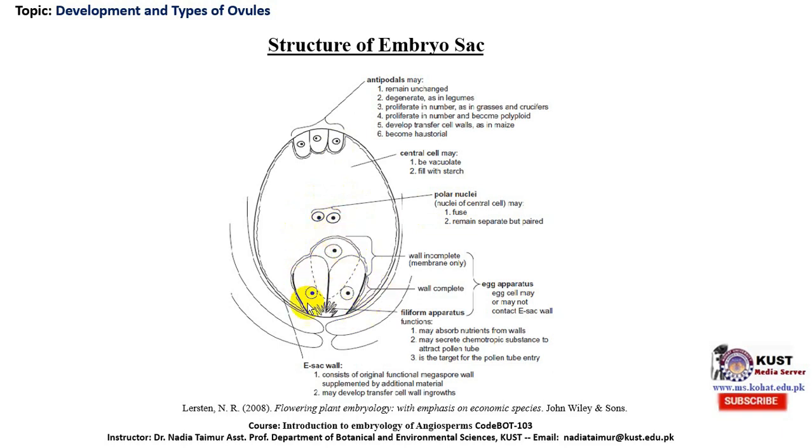The egg apparatus is present towards the micropylar end, and it also has structures called the filiform apparatus. This filiform apparatus is very important because it absorbs nutrients from the walls, secretes chemotropic substances to attract the pollen tube, and is the target for the pollen tube entry.